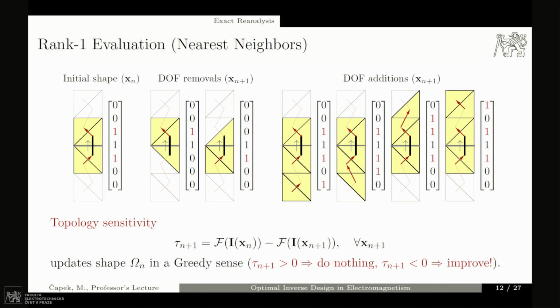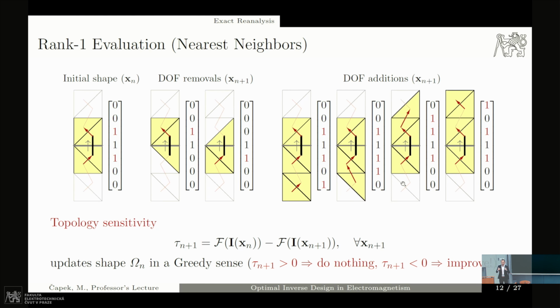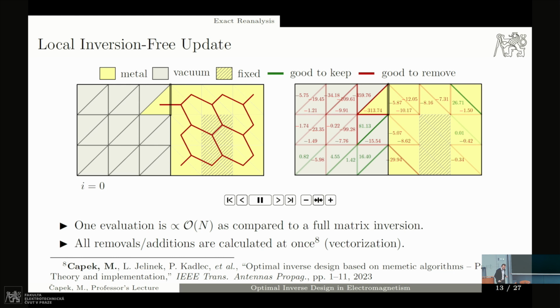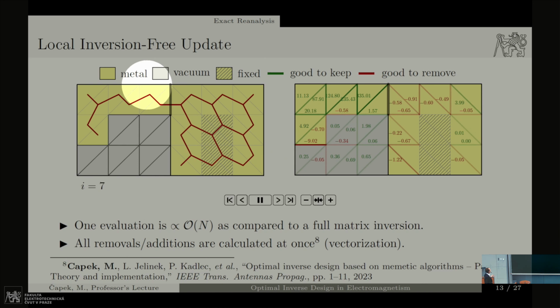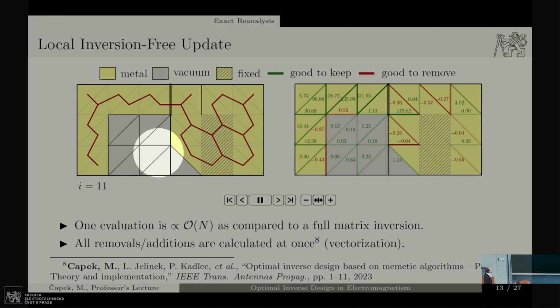With that, we can set up topology sensitivity. This is nothing else than just subtracting the performance of the initial shape from all the performances of the perturbed shapes. Okay, nothing more. And with that, here you can see a visualization of how the algorithm works. It's an iterative algorithm. So you start with some particle shape. Yellow is again a material. Gray here is a vacuum.